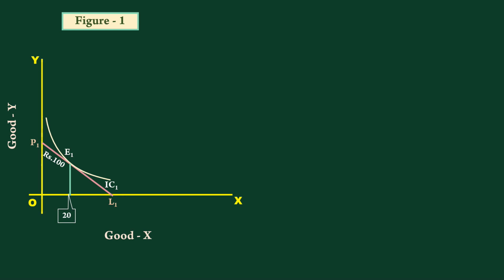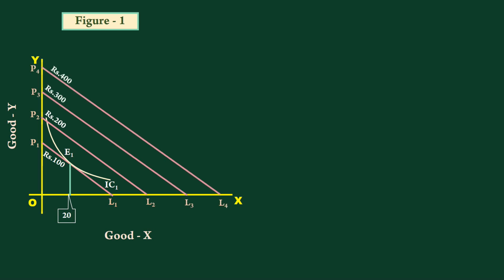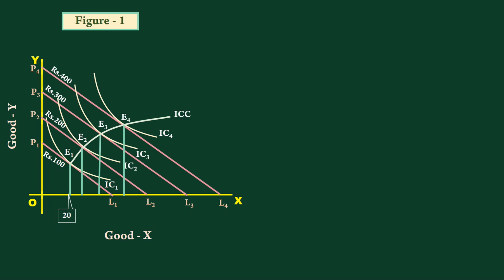Price remaining the same, when income increases to 200, 300 and 400 rupees, the consumer is in equilibrium at E2, E3 and E4. The curve joining these points is the income consumption curve. At each equilibrium point E2, E3 and E4, we can find the quantity at each level of income by moving down to the X-axis. They are 25, 35 and 50 units.